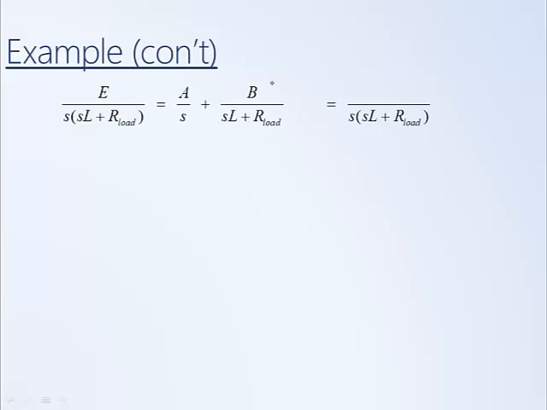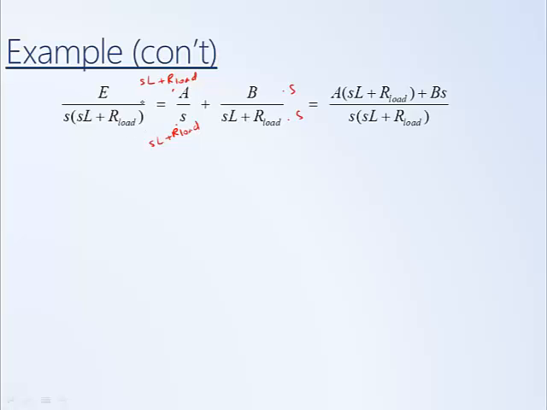In order to make this term have the denominator we desire, we need to multiply the top by S and the bottom by S. Multiplying and dividing by S is equivalent to multiplying by 1, which doesn't change the value of this quantity. In order to make this term have the correct denominator, we need to multiply and divide by the quantity SL plus R load. If we do that, then both terms have the same denominator and we can combine them. So what we'll have is A times the quantity SL plus R load plus B times S, giving us this expression.